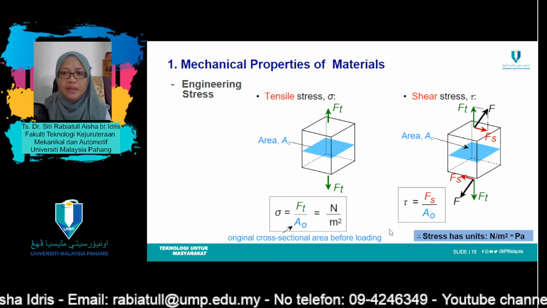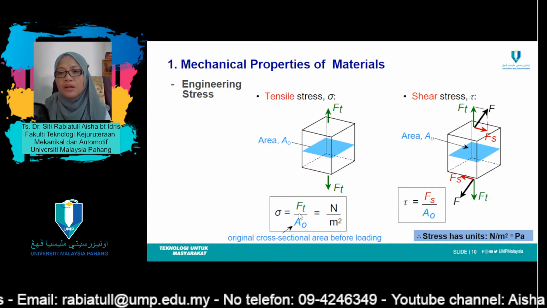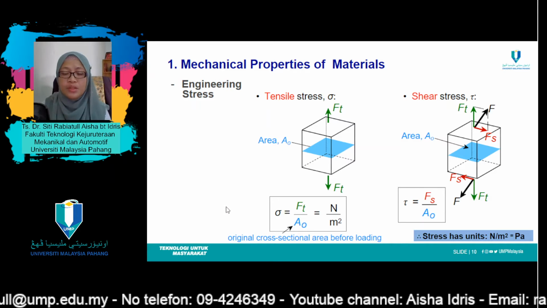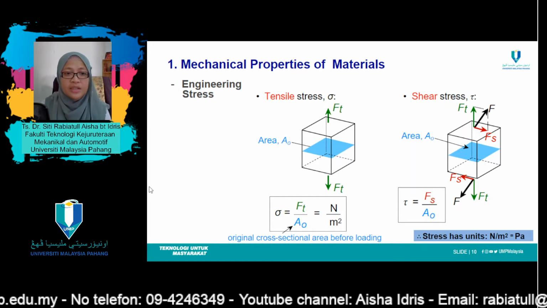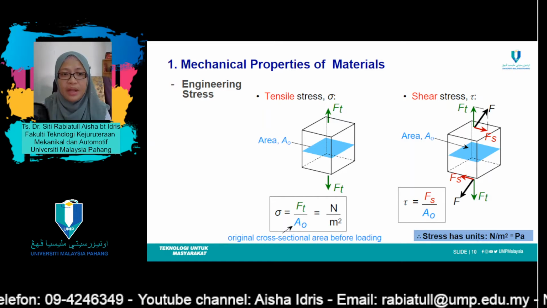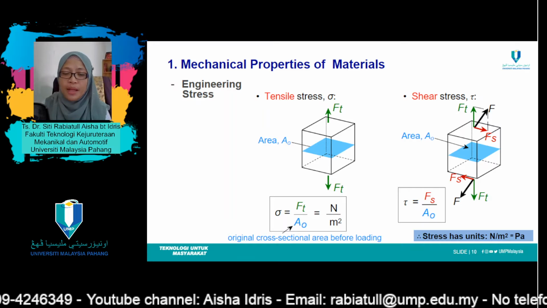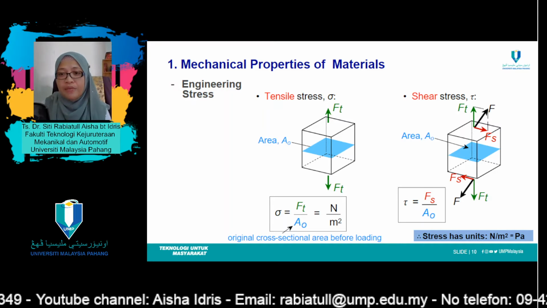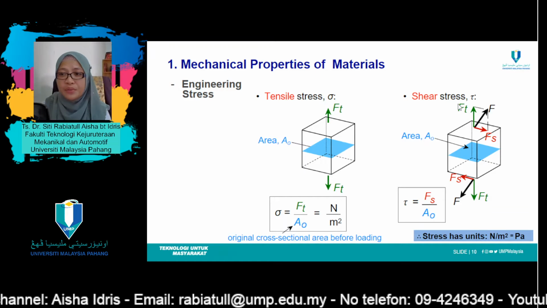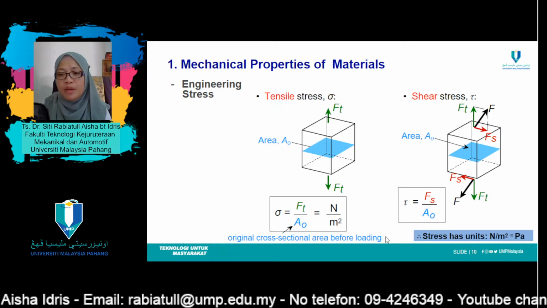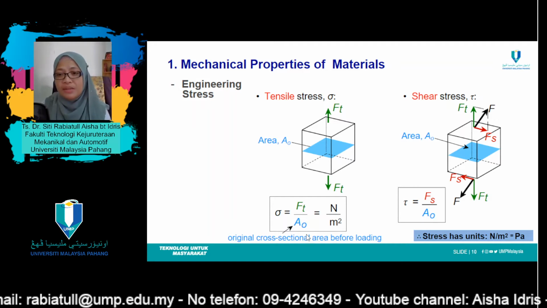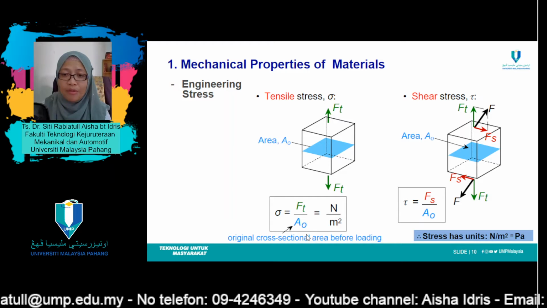In mechanical properties of materials, there are things that you need to know, which is known as engineering stress. Engineering stress is the applied load divided by the original cross-sectional area of a material, also known as nominal stress. And it can be divided into two, which are known as tensile stress sigma and shear stress tau. The formula is the same, which is F over A. However, the only difference is the direction of forces acting on that area.